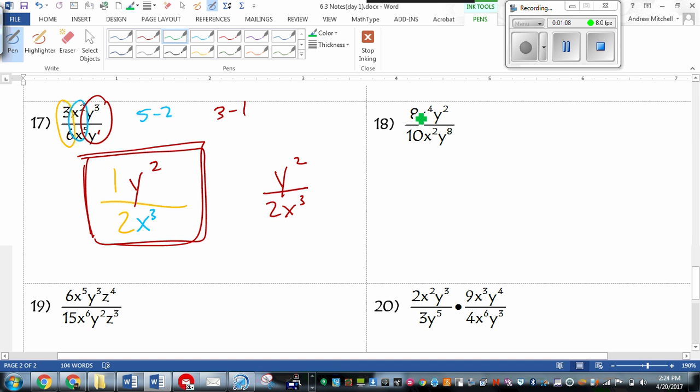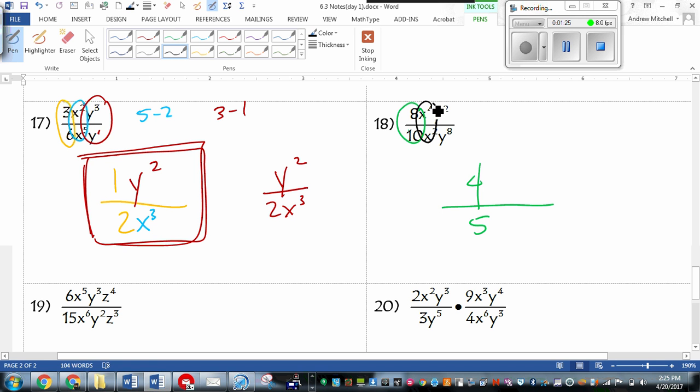Let's take a look at 18. 8 over 10. So we want to look at what they have in common, what we can divide both of these by. We can divide both of those by 2. So if we divide the 8 by 2, we end up with 4. Divide the 10 by 2, we get 5 on the bottom.